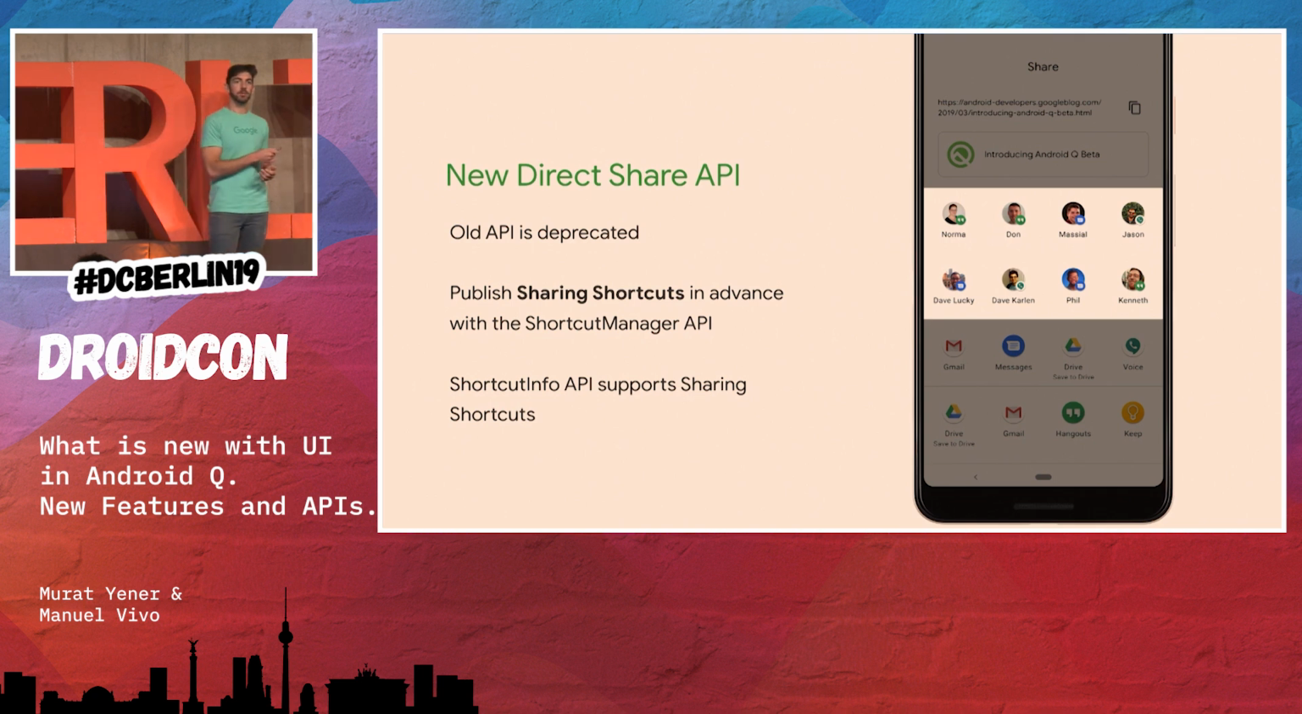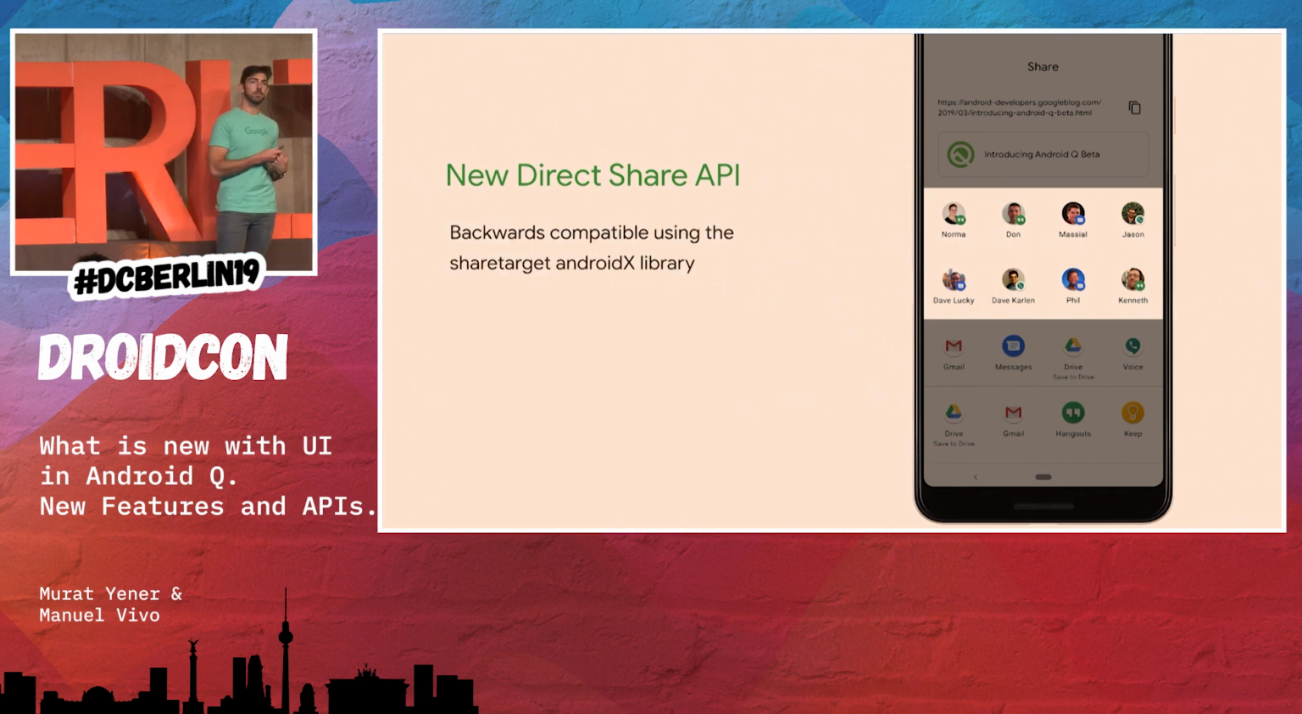You can make this feature backwards compatible down to Android M, Marshmallow, by adding the dependency on the sharetarget AndroidX library. And as you can see, there are up to 8 share targets on the screen now. You like it? You think about it? It's good? I'll use it.